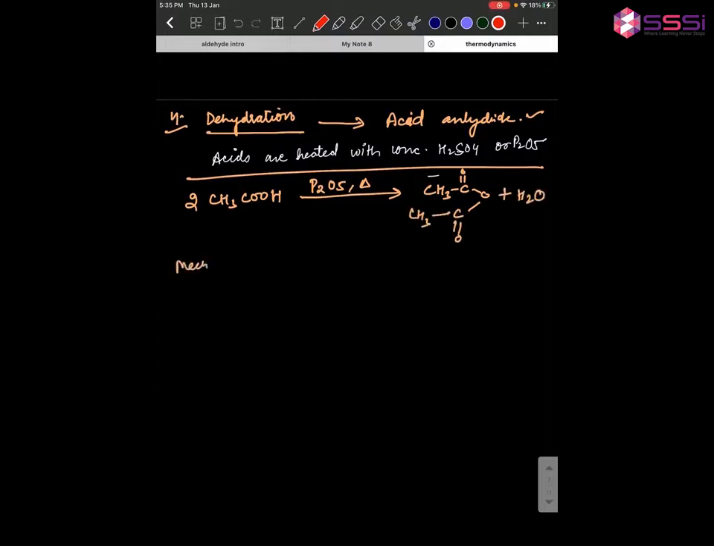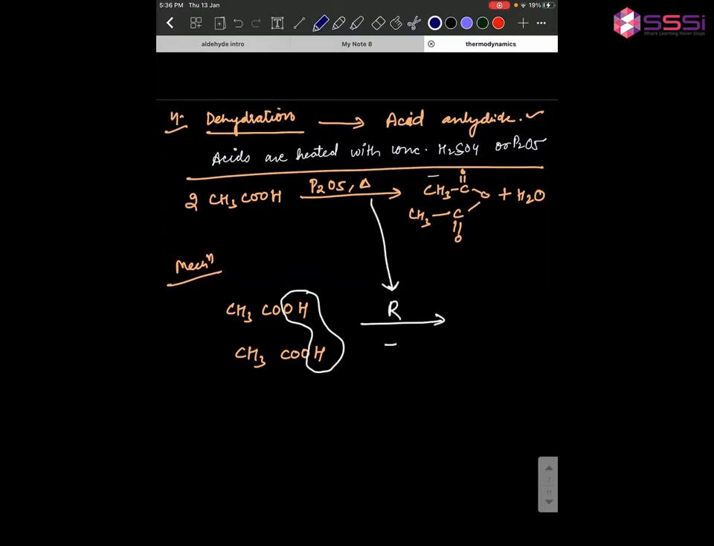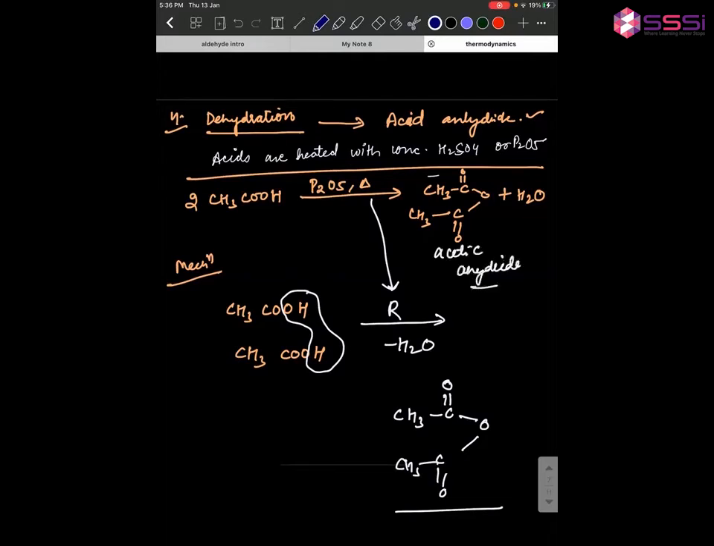So I was explaining the mechanism behind it. We are taking two molecules of acetic acid like this. As it is a dehydration reaction, we need to liberate one water molecule. The reagent will be the same here, and one molecule is being liberated. So we form acetic anhydride like this. This is acetic anhydride. Clear? Yes, ma'am. Okay. So these were the four methods.